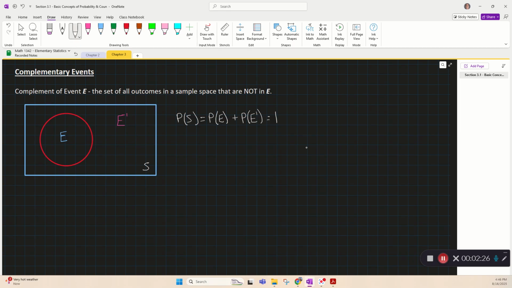Now, what I can do with this is figure out the probability that E doesn't occur. I can easily say the probability that E doesn't occur is just 1 minus the probability that E does occur. If E has a 40% chance of happening, then it has a 60% chance of not happening.